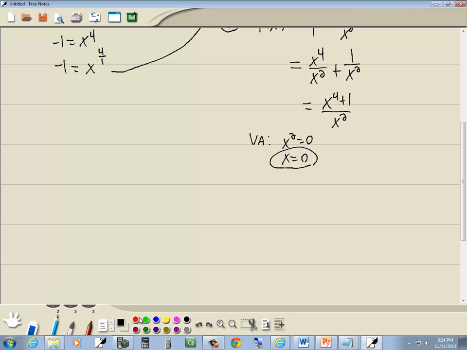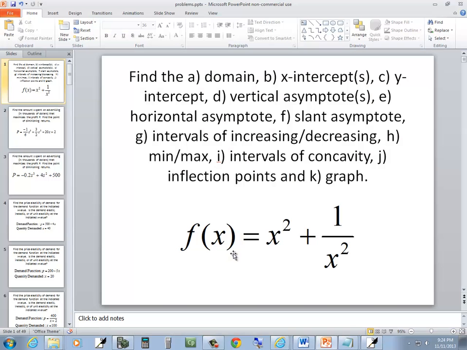Okay, now we're still looking at our rational form, this right here. So the next thing, the horizontal asymptote, which one is that? That's E.